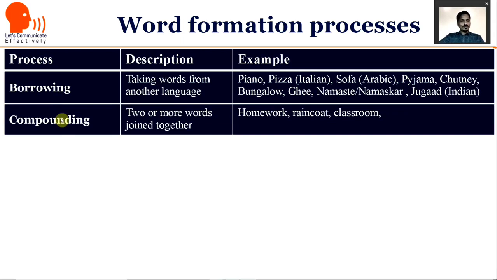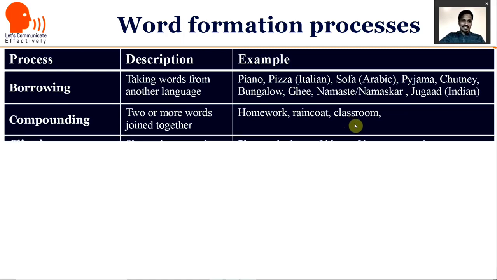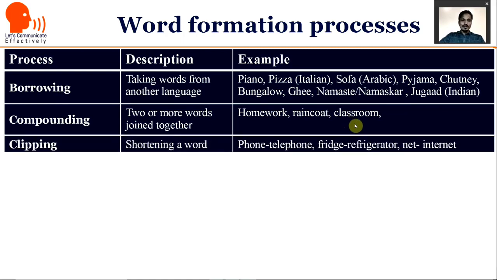The second word formation process is compounding, in which 2 or more words are joined together and a new word is formed. Like homework, from home and work, 2 independent words, they are compounded and a new word is formed, homework. In the same way, raincoat, classroom, etc. The third is clipping, shortening a word.